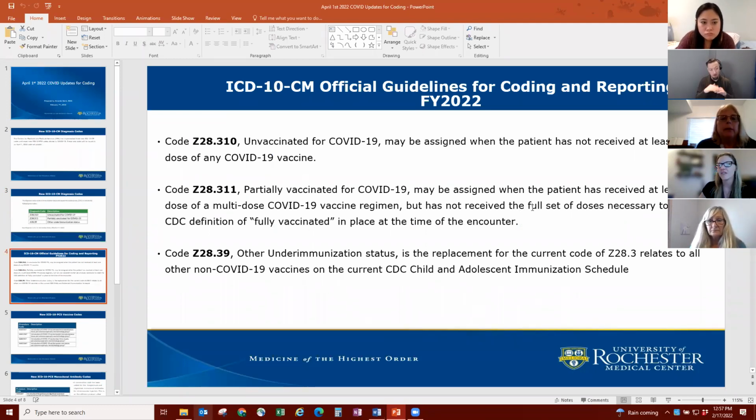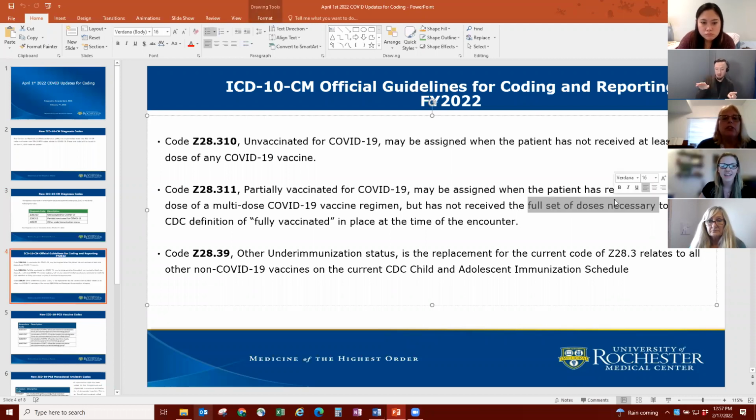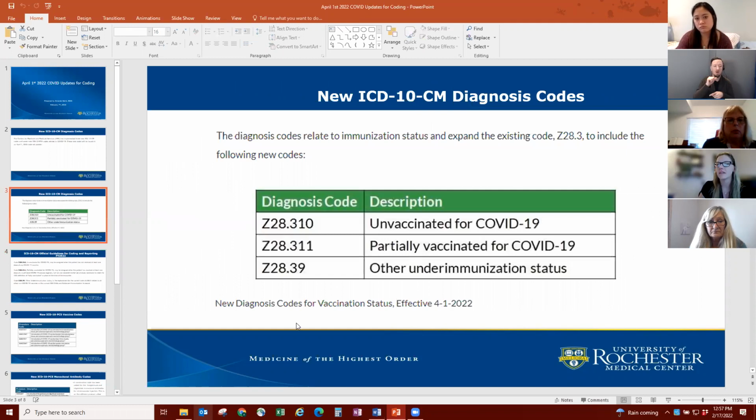Excuse me, Amanda? Sorry, there was a question. Is there a code for unknown or undisclosed status from the previous slide? Yes, there is. Z28.39. So if we don't know what their status is, that's what we would want to use. I was just curious about that because that says other under immunization, but a person could be immunized and just preferring not to tell us or unable to tell us.